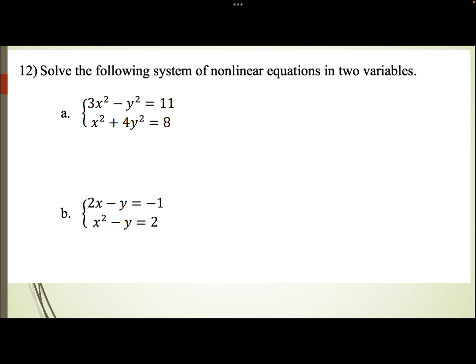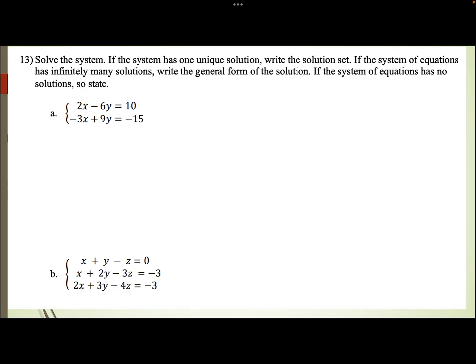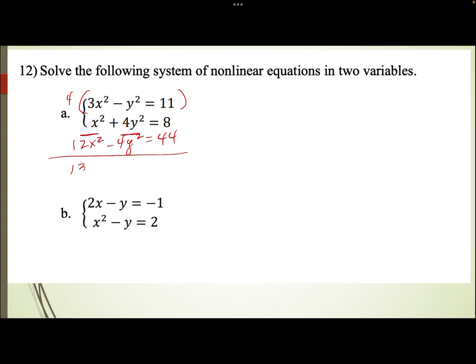Or substitution. I'm going to use elimination here because my variables are the same. So I'm going to times this one by 4, and put them together, and I get 13x squared equals 52. So then I divide 52 by 13, and I get x squared equals 4.